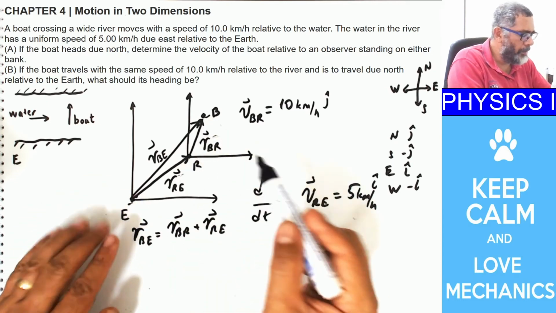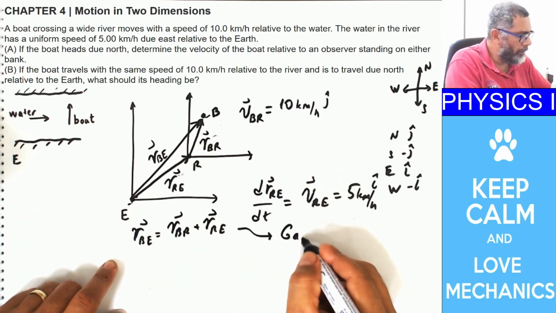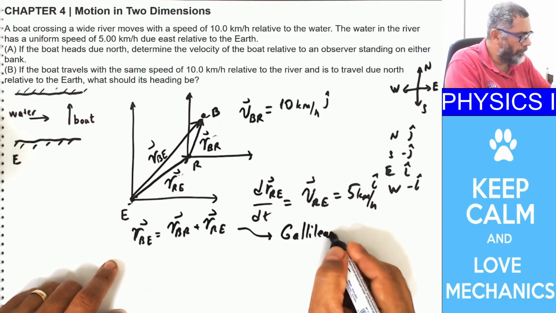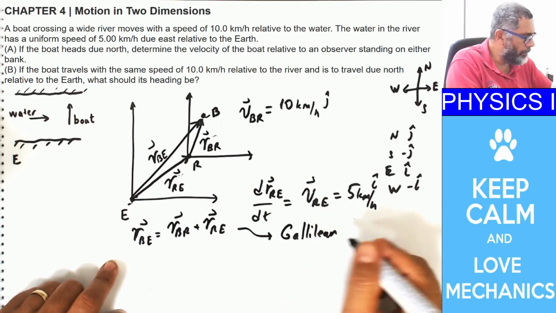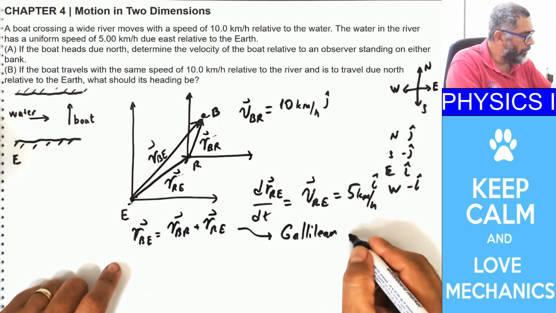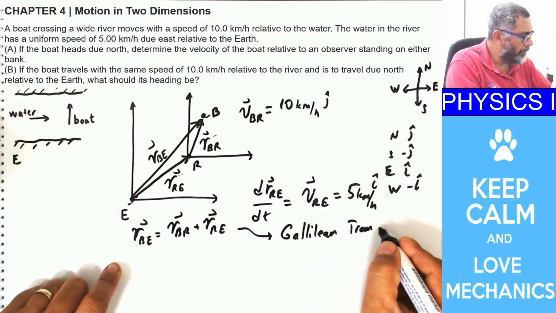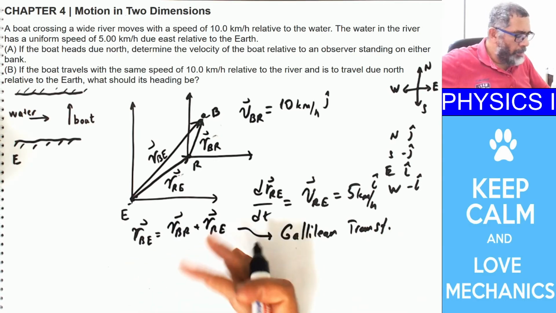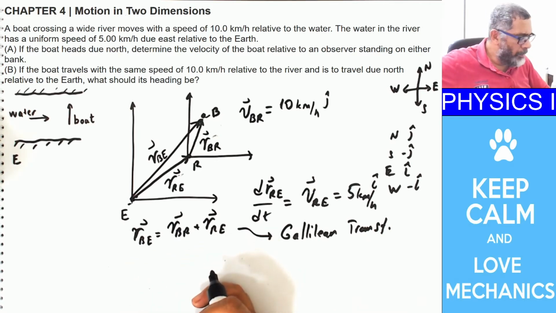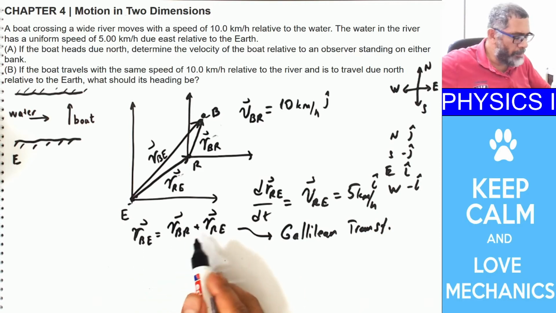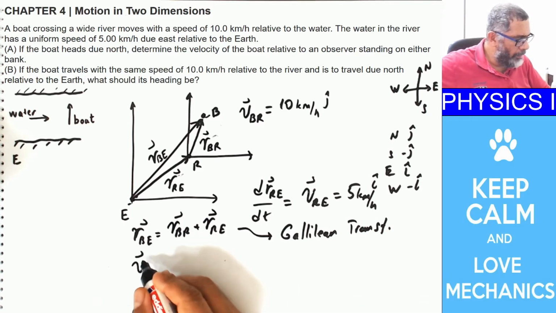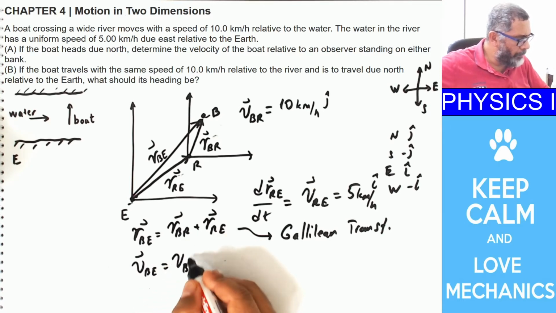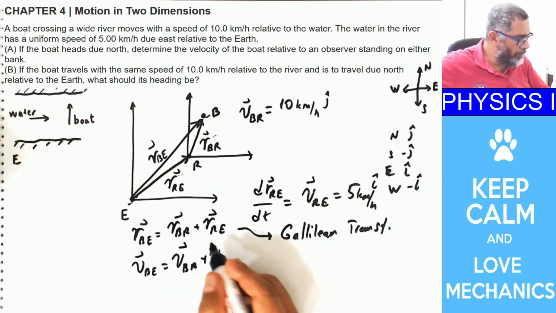And you know, this equation that relates the position of any object with respect to these two coordinate systems, two reference frames, is called the Galilean transformation. I hope I'm correct in this word. Okay. And this position relation also converts, with the same subscripts, to a velocity relation. Velocity of the boat with respect to Earth is equal to velocity of the boat with respect to river plus the velocity of the river with respect to Earth.